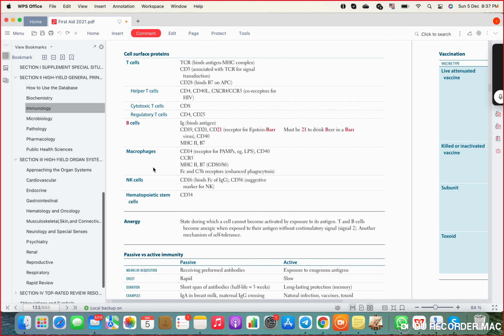Okay. Speaking about the natural killer cells, do you remember which ones? CD16 is for the Fc region of the IgG, and CD56 is for the NCAM, Doc.